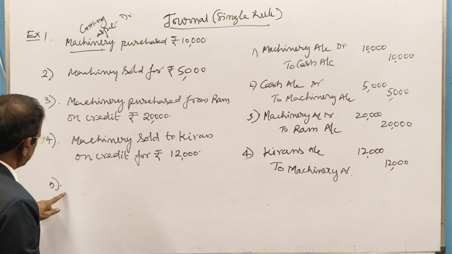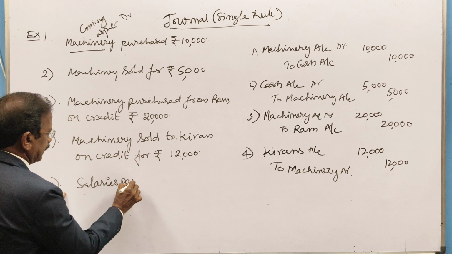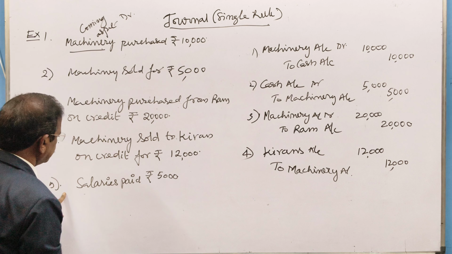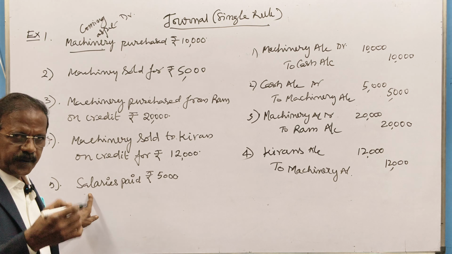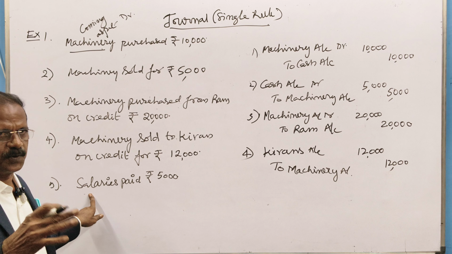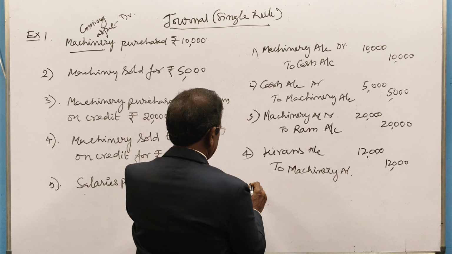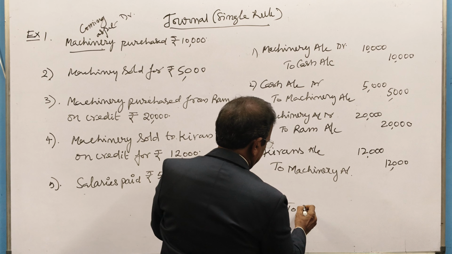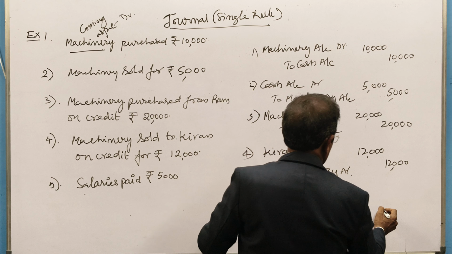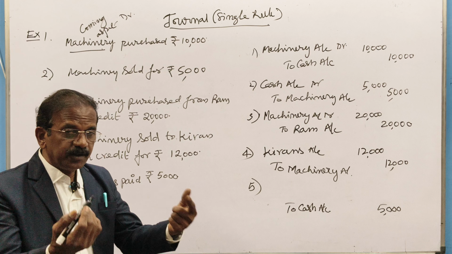Fifth one, salaries paid, rupees 5,000. When you pay salaries, you are losing your money. So cash is going out, that is the going aspect. The going aspect is to be credited. To cash account we write first. How much is the amount? 5,000. Are we getting anything?